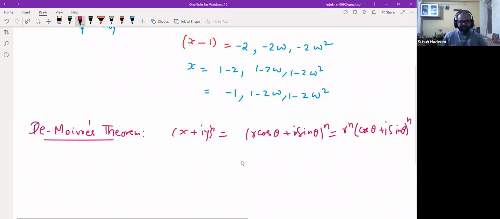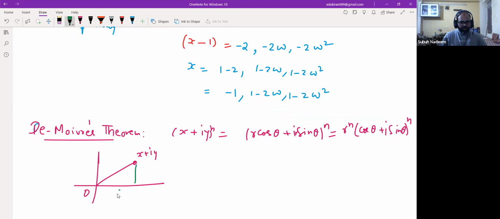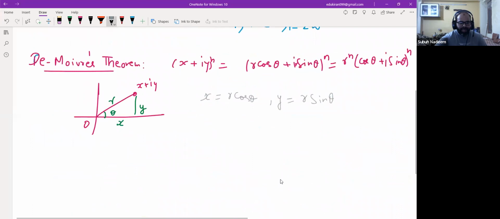So why are we writing this? Because we know that a complex number x plus iy has x coordinate as x, y coordinate as y. This angle is theta. This is r. So x is r cos theta, the component along the x-axis, and y is r sin theta, the component along the y-axis. And then we write r to the power n, cos theta plus i sin theta to the power n.